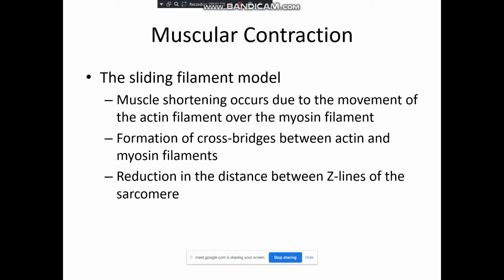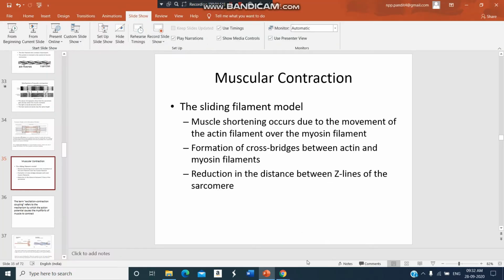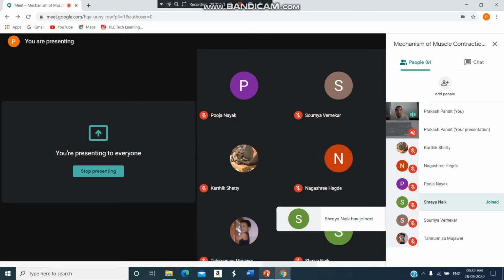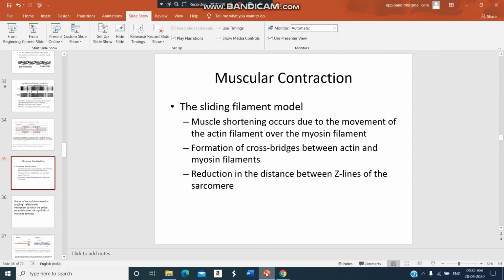Usually, muscle shortening occurs due to the movement of the actin filament over the myosin filament. Myosin filaments do not move. It is the actin filament, but the myosin filament makes the actin filament slide over it. And how is it made possible? This is achieved by developing the cross bridges between actin and myosin filaments.